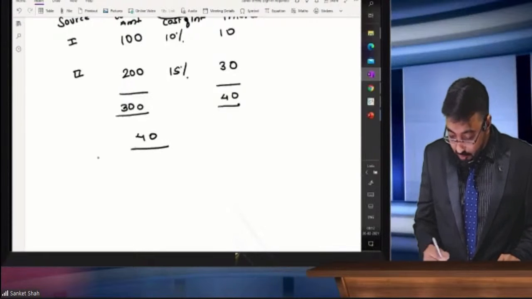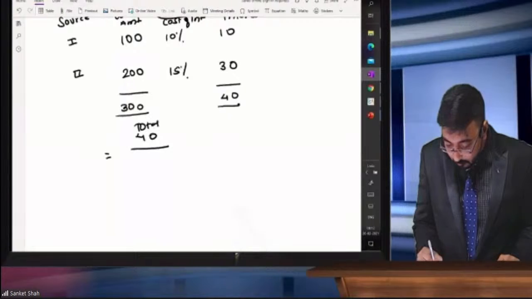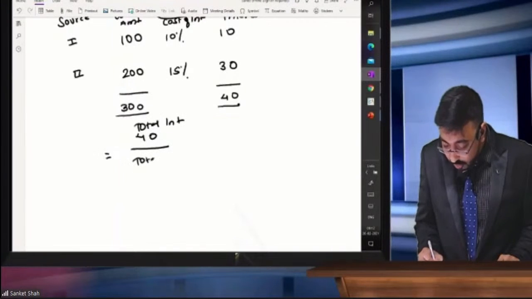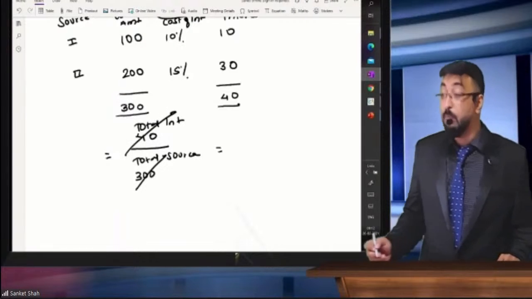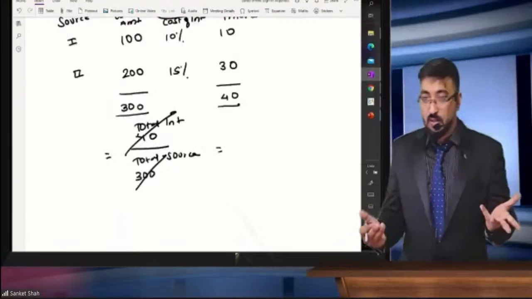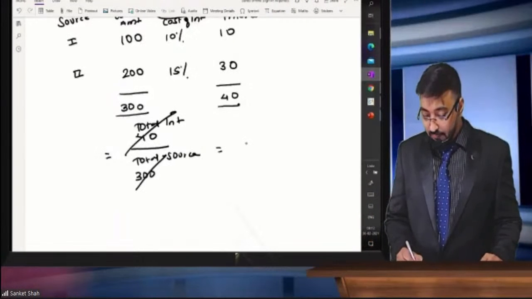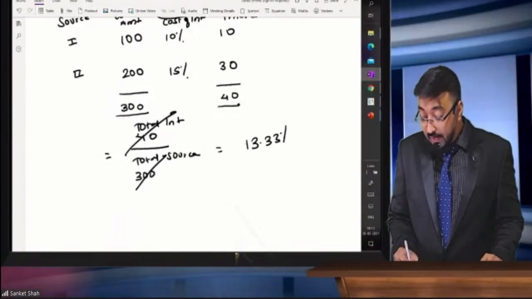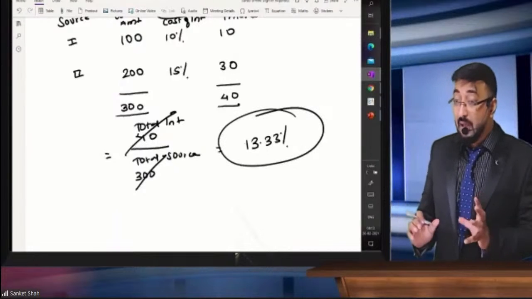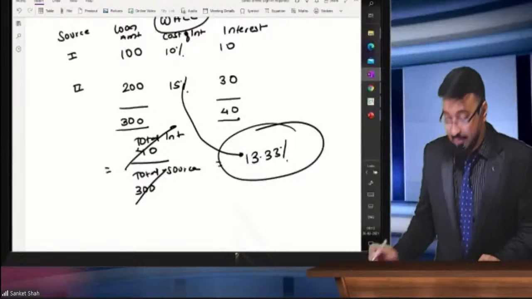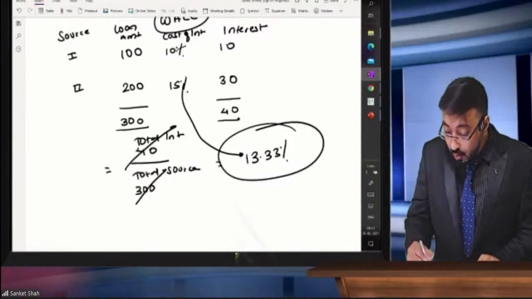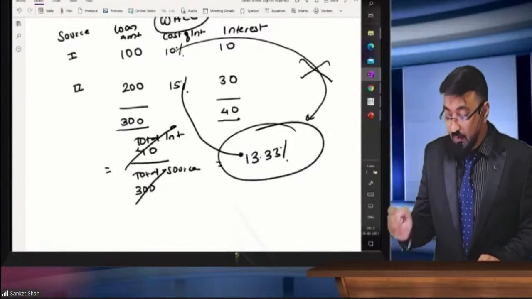$40 divided by 300. So this is the total interest. And what is the total source cost for me? 300. Total source. So on 300, you are paying 40 rupees. That is my total cost. So what is the amount? 13.33%.